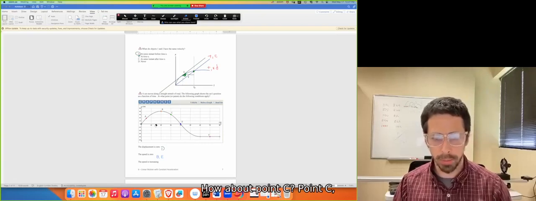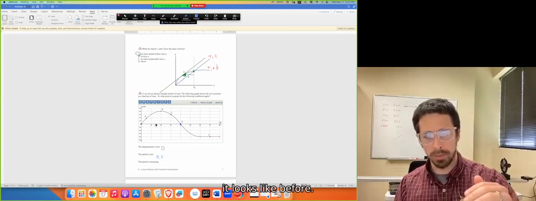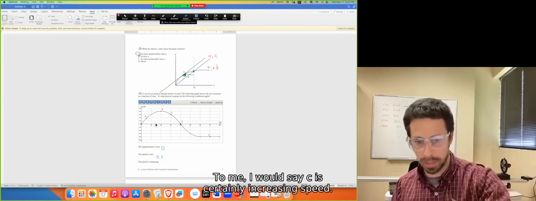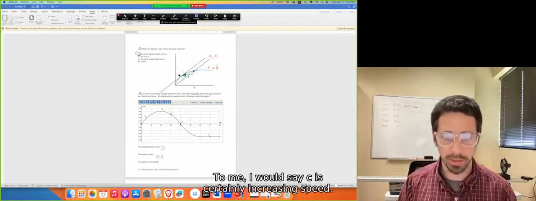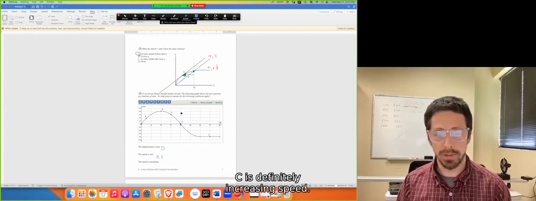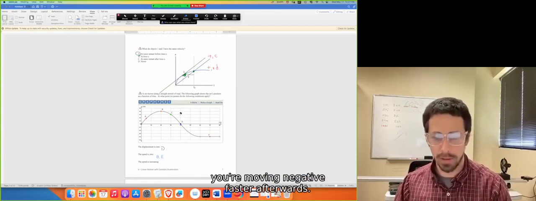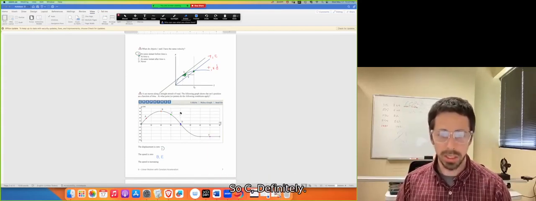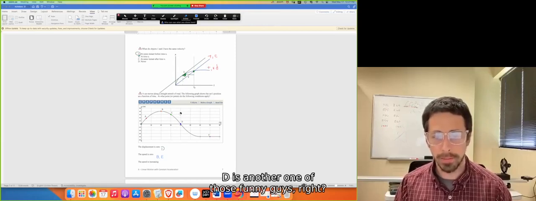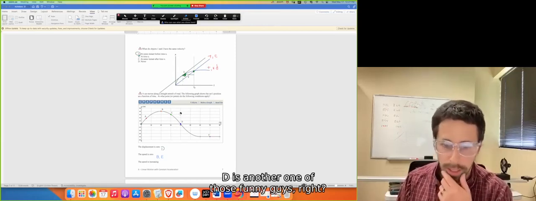How about point C? It looks like C is certainly increasing speed. C is definitely increasing speed. You're moving negative slowly before, and you're moving negative faster afterwards. So C, definitely.